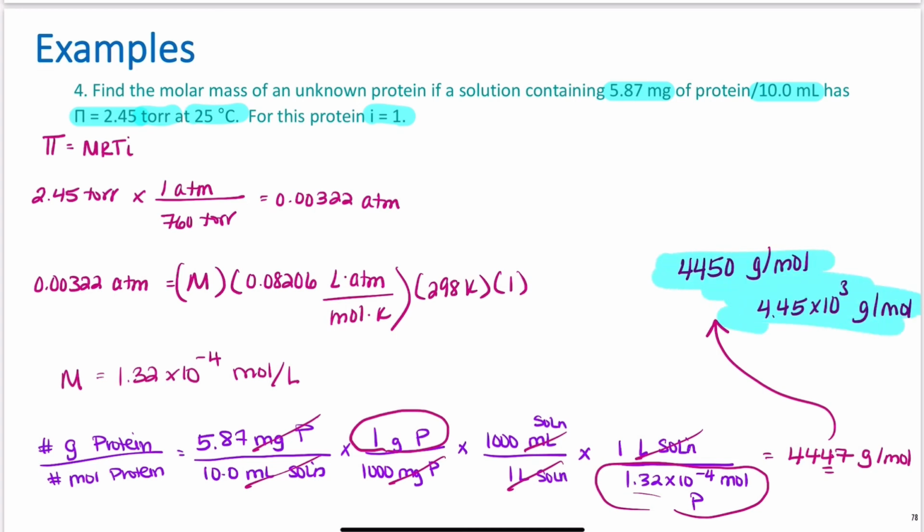So I used the osmotic pressure to figure out the molarity, but then it told me that the solution contained this many milligrams of protein per this many mils of solution, and I just converted that to get to the units I wanted by the end. Now I know the molar mass of that protein.